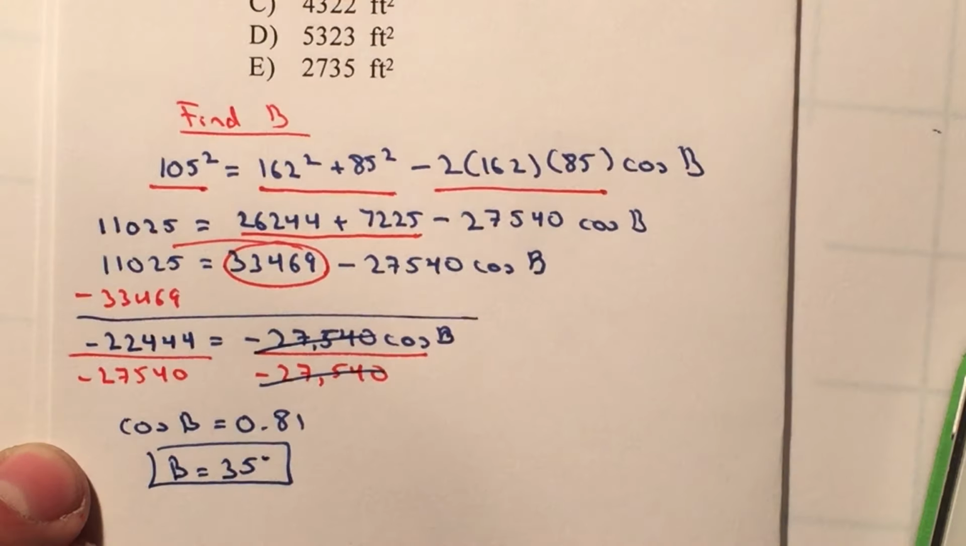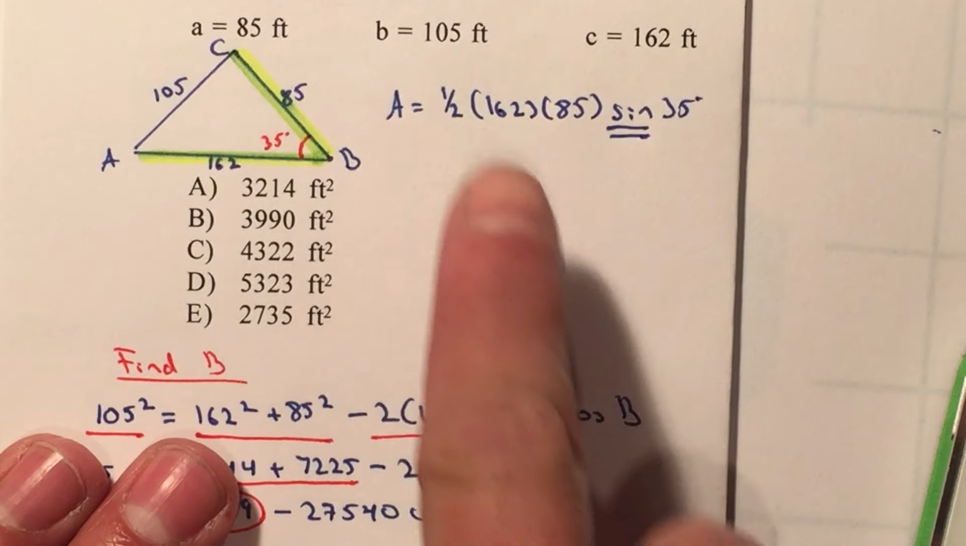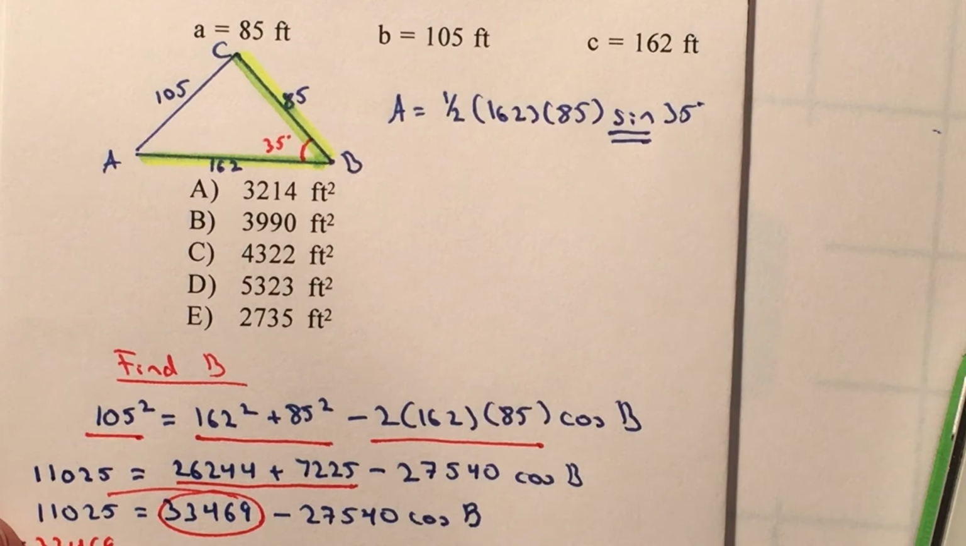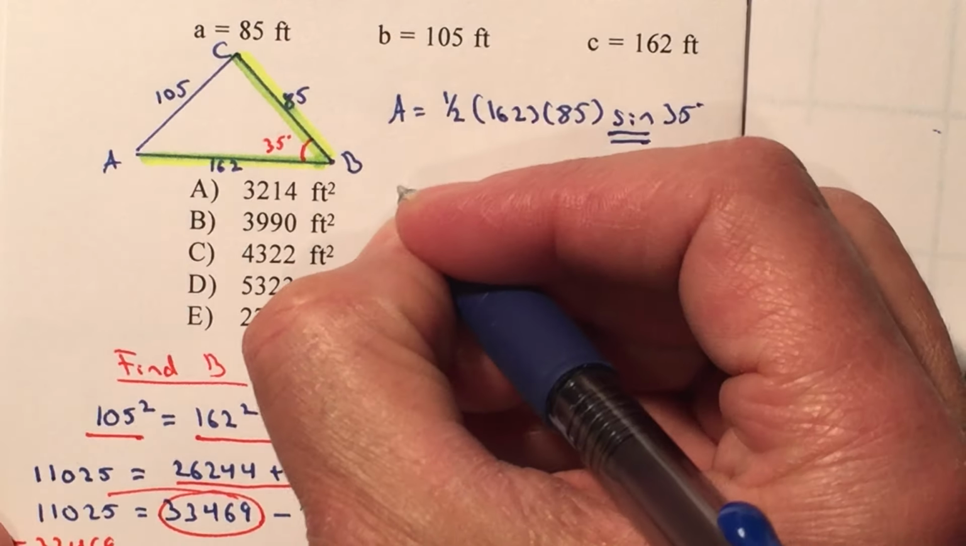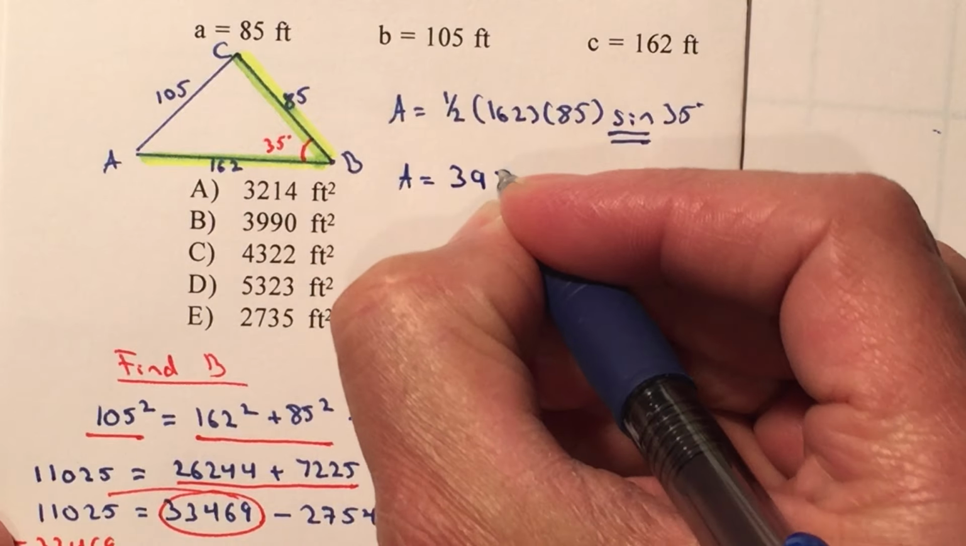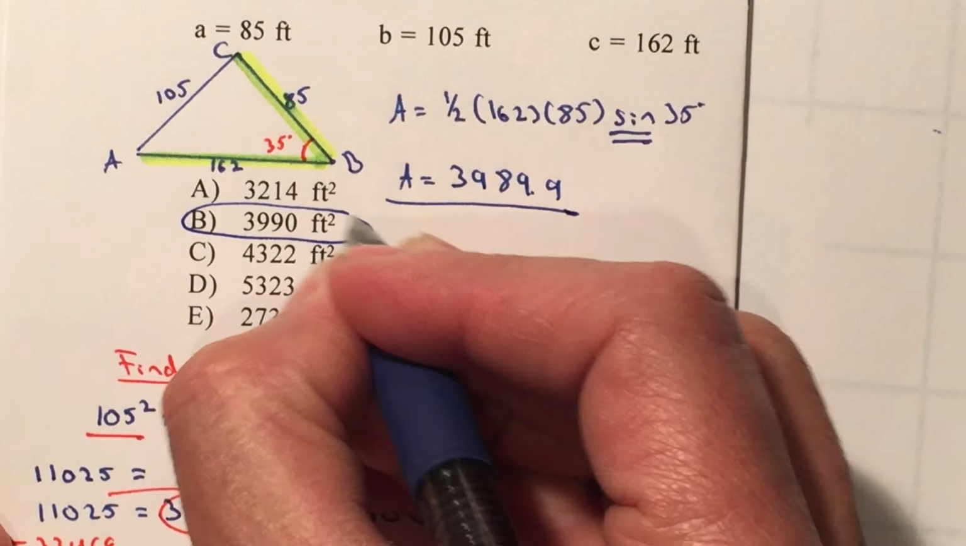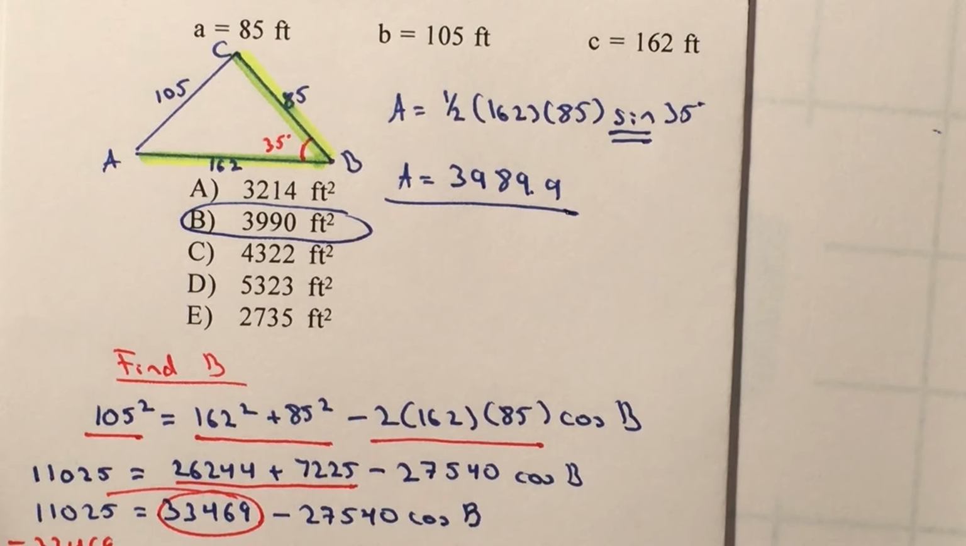So therefore, I'm just going to use 0.5 multiplied by 162, and multiplied by 85, and multiplied by the sine of my result, which is area is equal to 3989.9. So in this case, we're going to round it up to 3,990 feet squared.